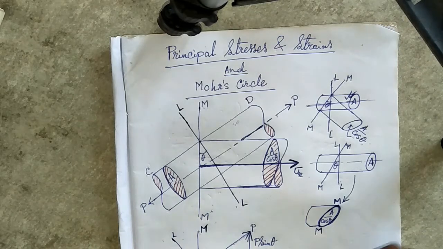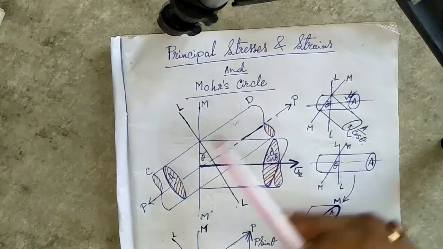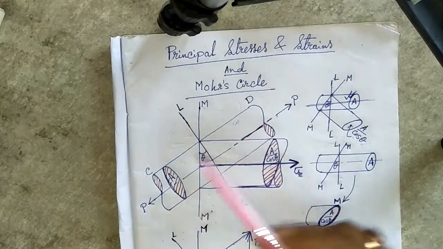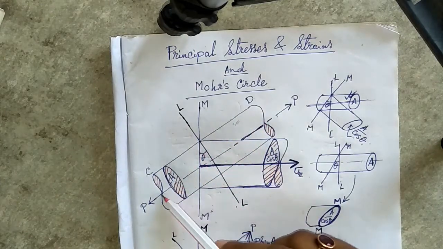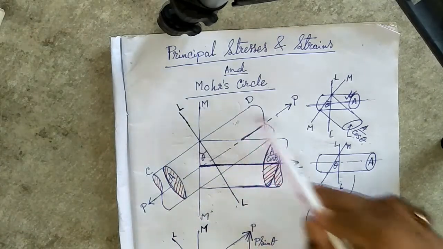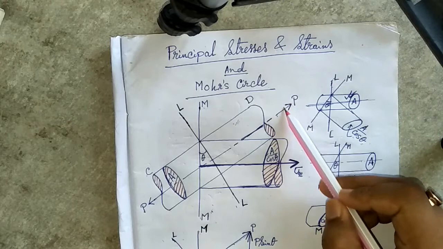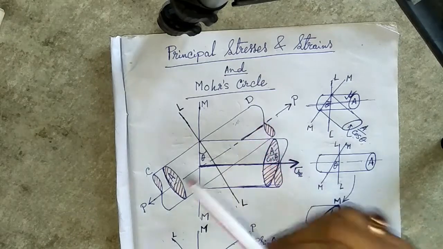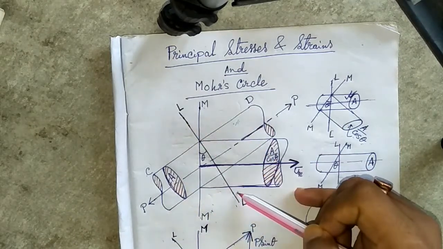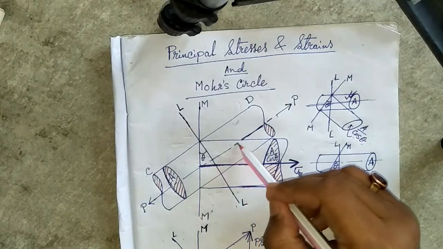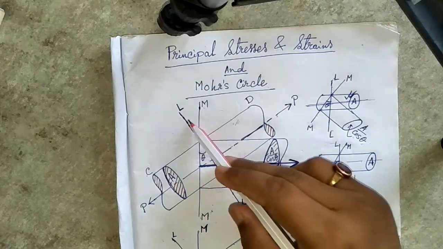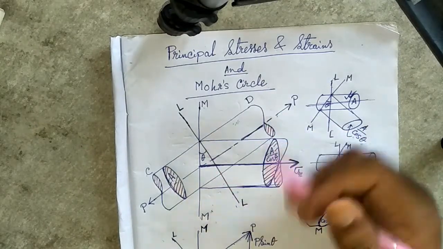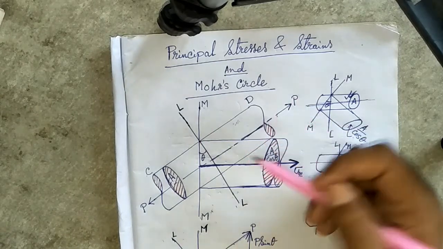Okay, so let's start. As you can see in this picture, CD is a shaft. This is the axis of the shaft, and P is the force acting along this axis. LL is the axis which is perpendicular to the axis of the shaft.